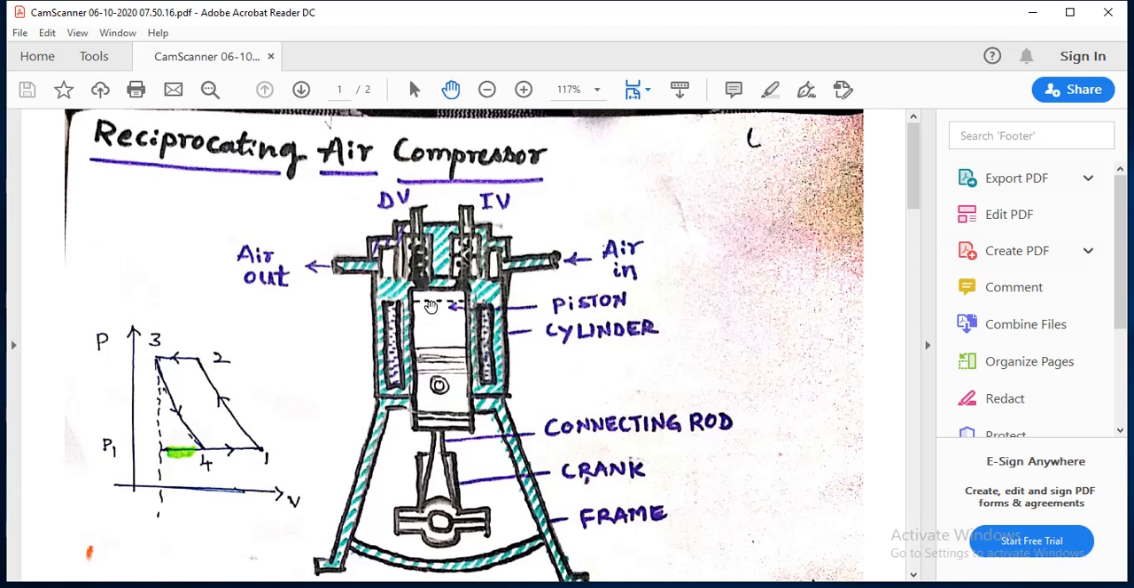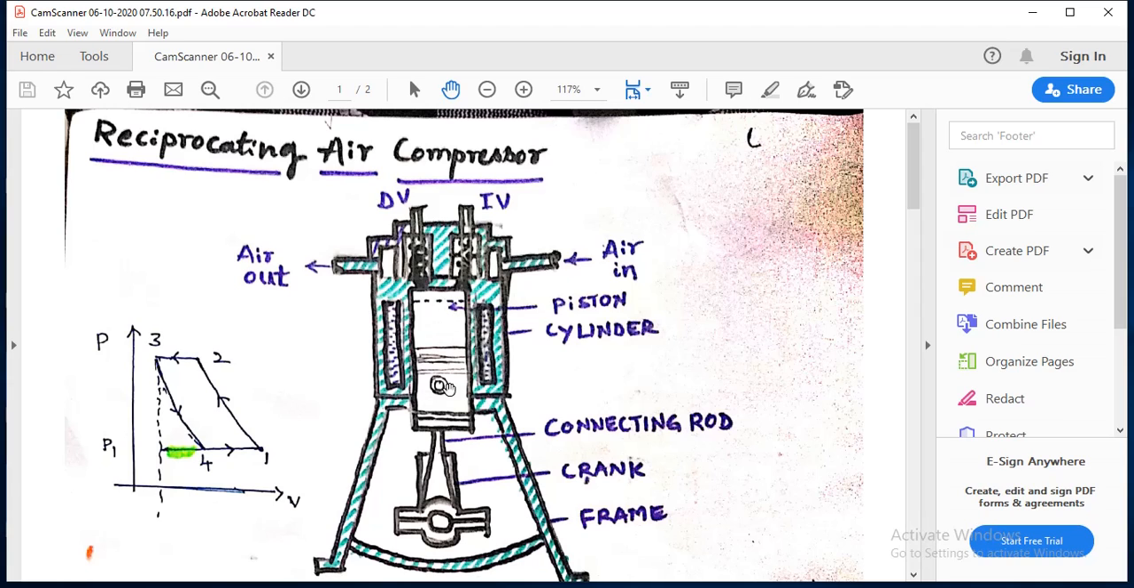At the end of the upward stroke, some amount of high pressure air remains in the clearance volume. During the next cycle, the piston moves in the downward direction, and hence this high pressure air starts expansion. When it starts expansion, its pressure goes on decreasing. As soon as its pressure falls below the pressure outside the cylinder, the inlet valve will be opened and the fresh air enters into the cylinder and the cycle repeats.